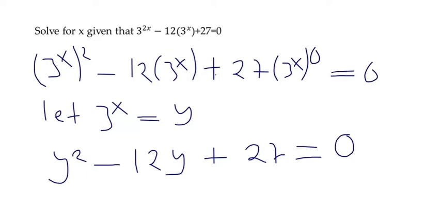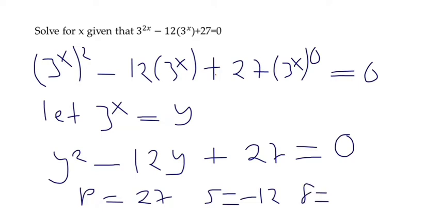Okay, so at this point, if you look, this equation is basically just a quadratic equation. A quadratic equation whose product is equal to 27, sum is equal to minus 12. Then what are the two factors such that when you multiply them we get positive 27, when you sum them we get negative 12.